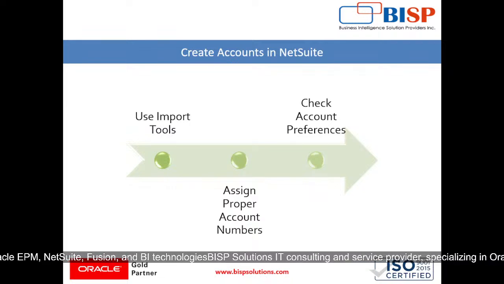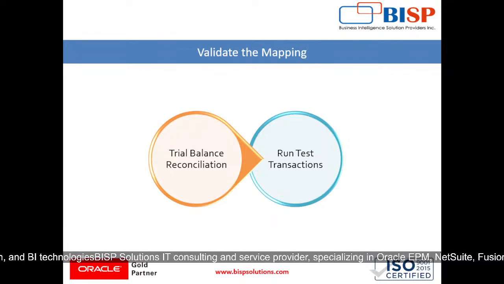Then we will be creating accounts in NetSuite. So first of all, we will be using import tools, where we will be using NetSuite CSV import assistant to upload the mapped CoA. Then we will be assigning proper account numbers. If we are using account numbers, we will ensure they are unique and aligned with NetSuite's numbering system. And lastly, we will be checking account preferences, which will configure settings like currency, tax settings and subsidiaries if they are applicable. Then comes our validating the mapping.